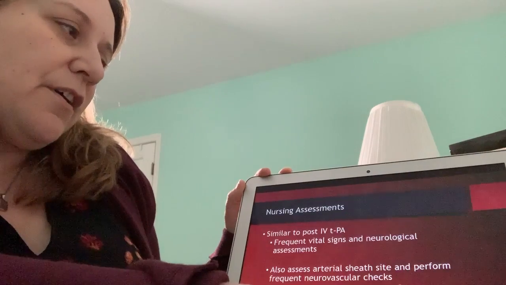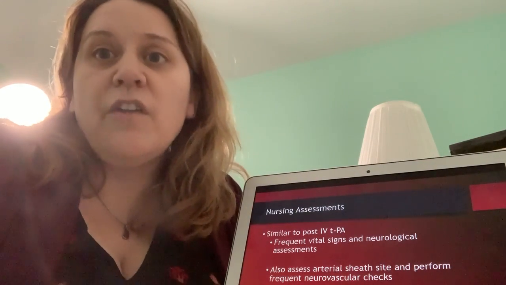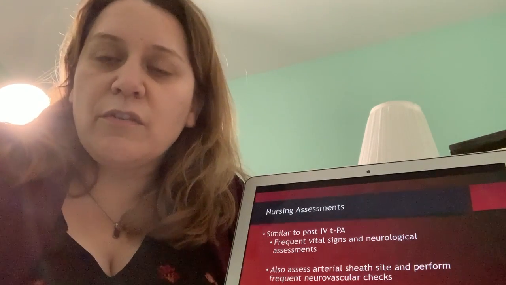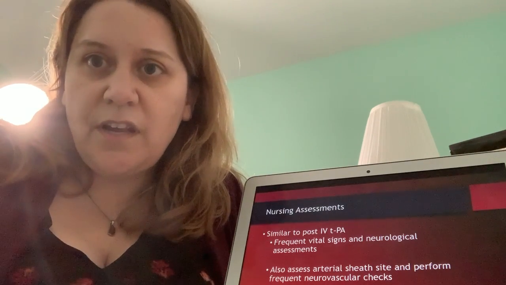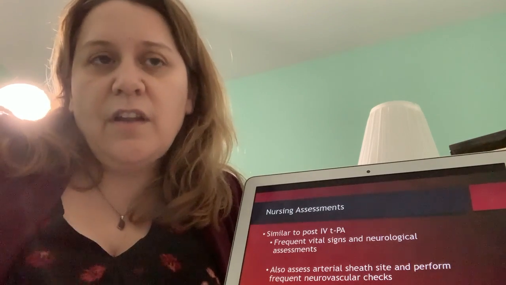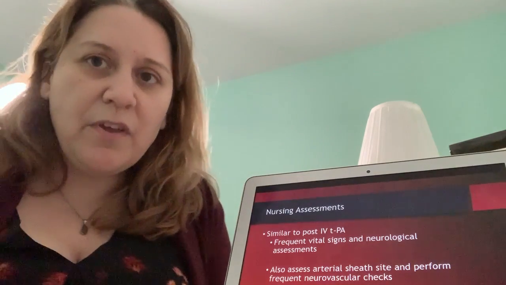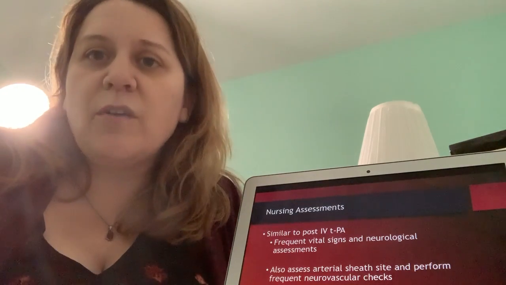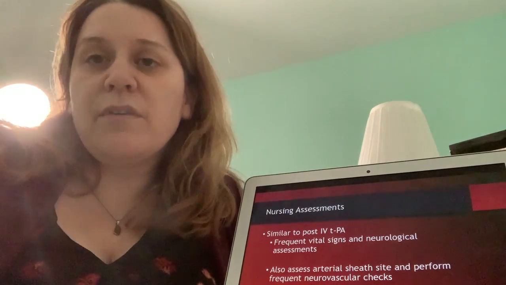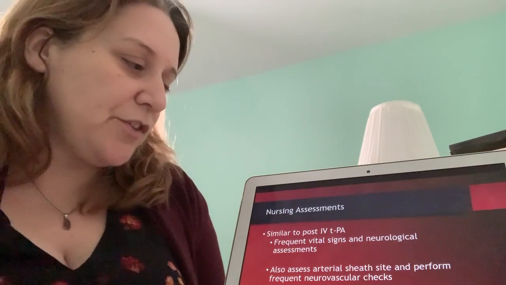The nursing care post thrombectomy is similar to TPA: frequent neuro assessments, frequent vital signs. Additionally, you check the groin site, the sheath site, for a developing hematoma, and you're doing neurovascular checks in addition to the neuro checks and vital signs. Typically, the patient will have to lie flat for about 6 hours post-procedure. Sometimes these patients need anesthesia for the thrombectomy, so you're providing post-anesthesia care as well.